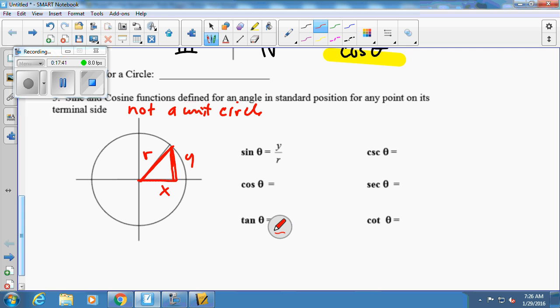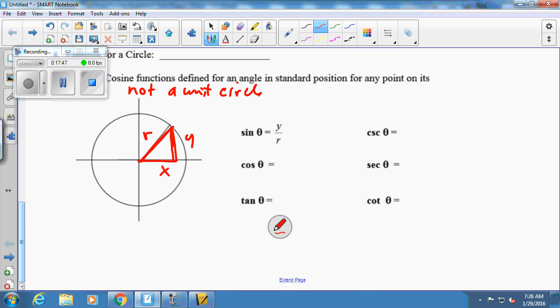So this works with non-right triangles too. So if I know that the sine is y over r, what's the cosine? Just use your triangle here. Here's your angle. What's the cosine? X over r. In the past, it's been 1, but it's not a unit circle. What's my tangent? Y over x. So that being said, do you already know cosecant, secant, and cotangent? So we're just going to go ahead and reciprocate. So this is r over x, and lastly, cotangent is x over y.